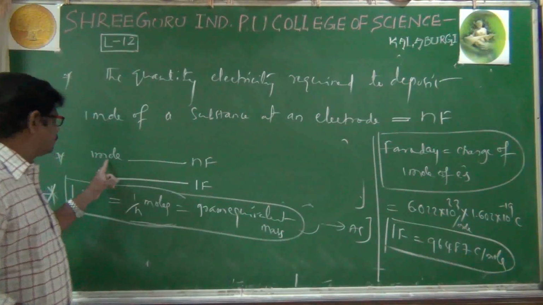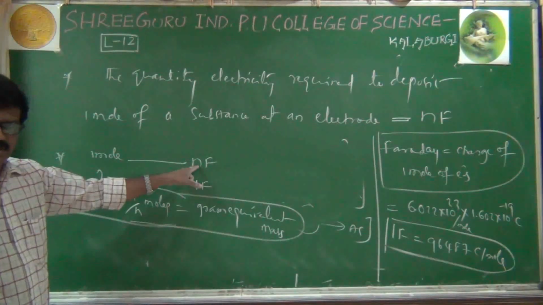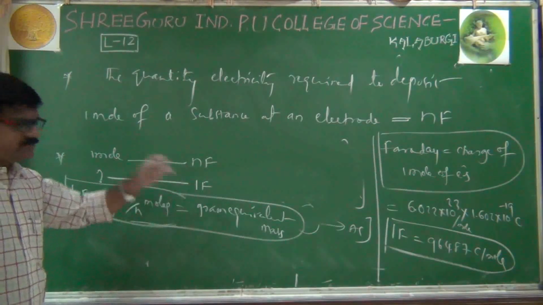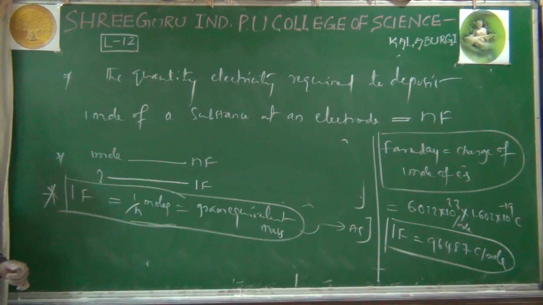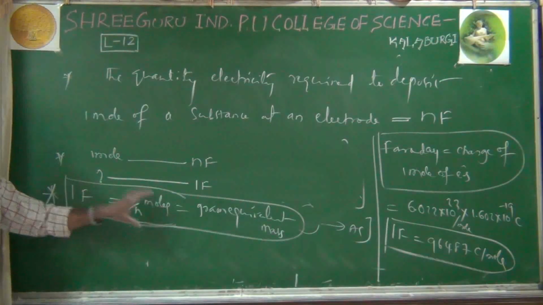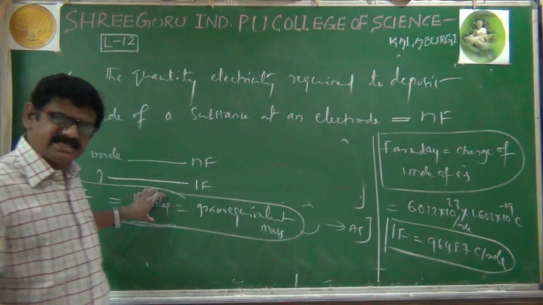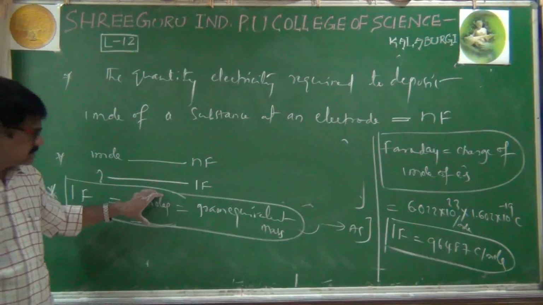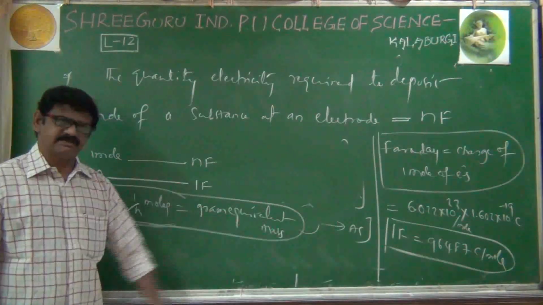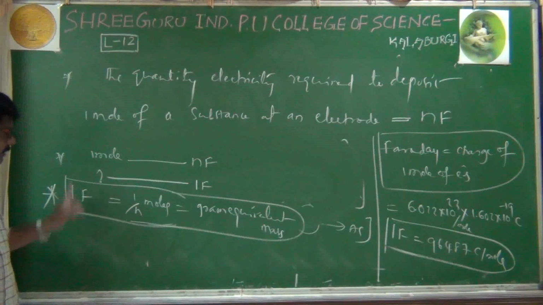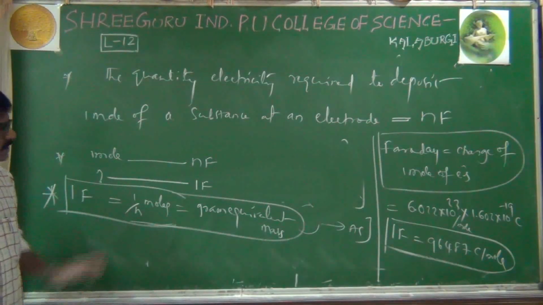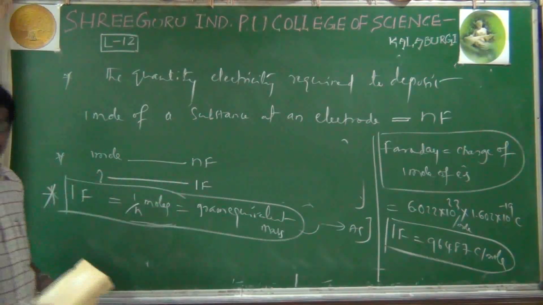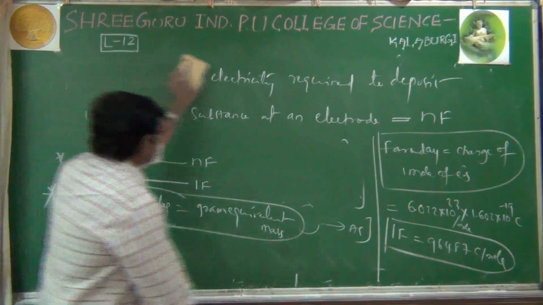Because for 1 mole deposit we need NF, n Faradays. Then I want only 1 Faraday. I am just sending only 1 Faraday current. How much is deposited? 1 by n moles deposited. 1 by n is nothing but its equivalent mass. That's why a gram equivalent mass of substance is deposited when 1 Faraday of current is passed into an electrolytic cell. Now, based on this concept, I will see one or two questions.